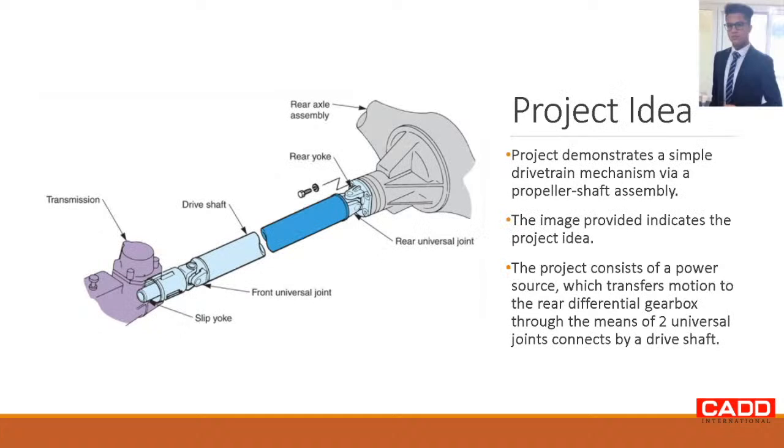Project idea. The project idea over here is to simply demonstrate a simple drivetrain mechanism by means of a propeller shaft assembly. The image provided indicates what the project idea basically looks like. As we can see, we have an engine which will act as a power source, which transfers motion to the differential gearbox located at the rear via two universal joints which are connected through a drive shaft.